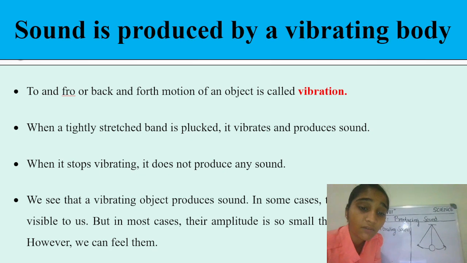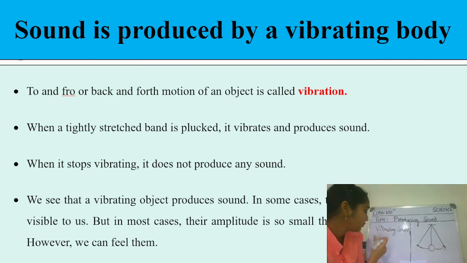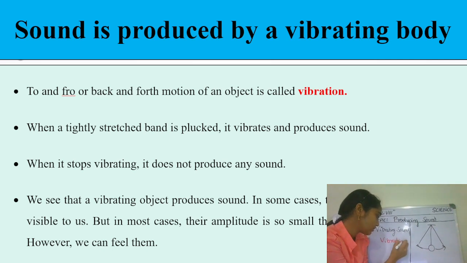So we see that a vibrating object produces sound. In some cases, the vibrations are easily visible to us. We can easily see them. But in most cases, their amplitude is so small we cannot see them. Amplitude is something we'll discuss in our next class. But if the amplitude is small, we will not be able to see the vibrations, but yes, we can feel them. So here you can write down the point related to the vibration we are discussing.